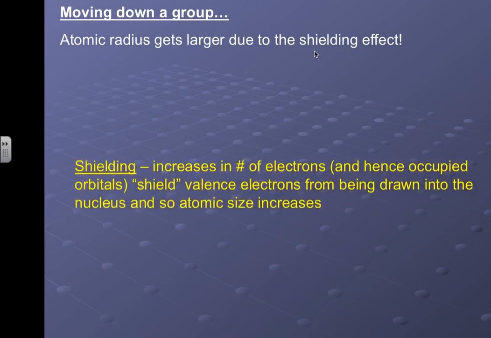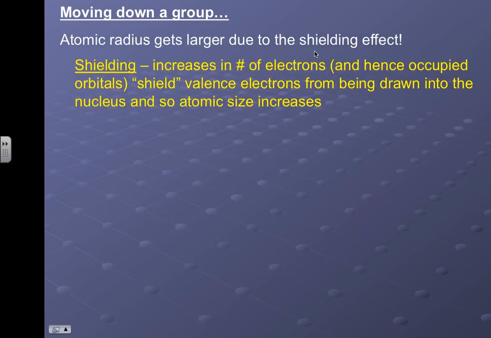So when you look at shielding, basically every single one of those additional orbits that you put around the nucleus is like a shield. So as you can see in the definition, they shield valence electrons from being drawn into the nucleus, and so atomic size increases, because if you have more energy levels, imagine the nucleus has arms, and the nucleus is reaching out, trying to grab a hold of these valence electrons.